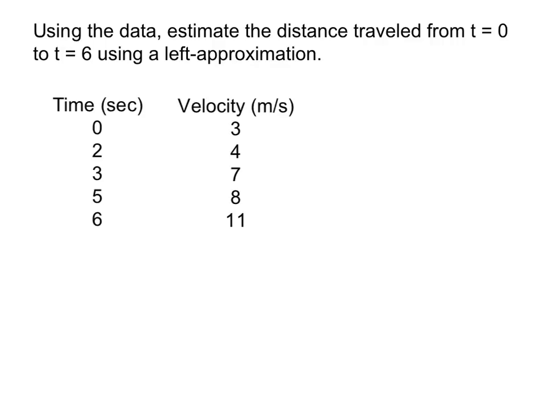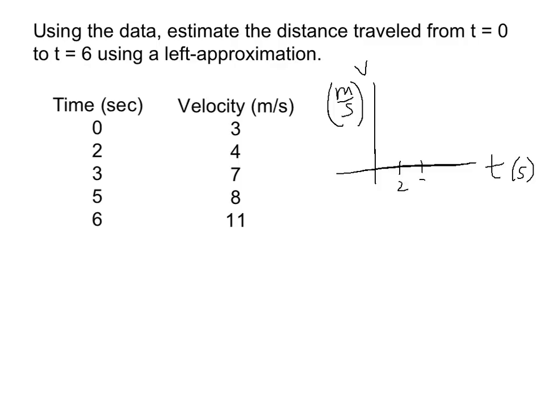The first thing to point out is that the intervals are not the same width. Okay, so if you were to think about this, if we were to graph time on the x-axis and velocity in meters per second, and this was seconds. Okay, the first thing to point out is we're going from 0 to 2, and then from 2 to 3, 3 to 5, and 5 to 6. So this is not at all an equal width. So we're going to have to do each individual rectangle separately. But again, we're going to use the left endpoint.